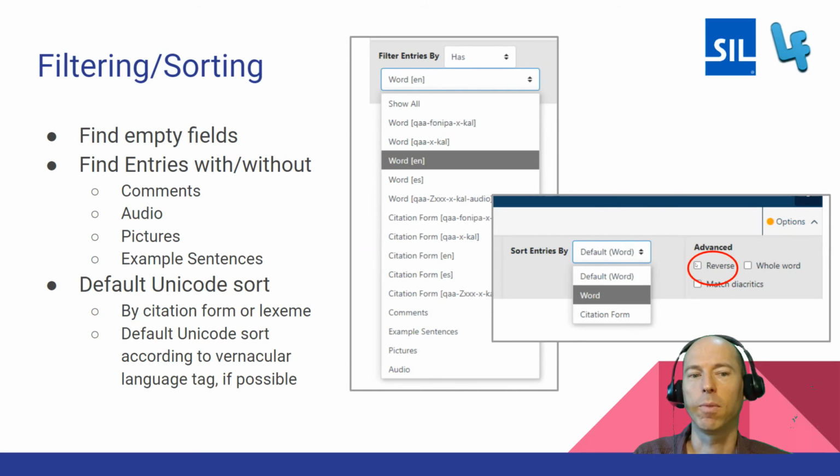Then there's a reverse button so that you can reverse the order if you'd like. When any of the sorting or filtering options are clicked, differing from the default, then you get this little orange circle here showing you that some option isn't enabled, and you can reset it to the default.